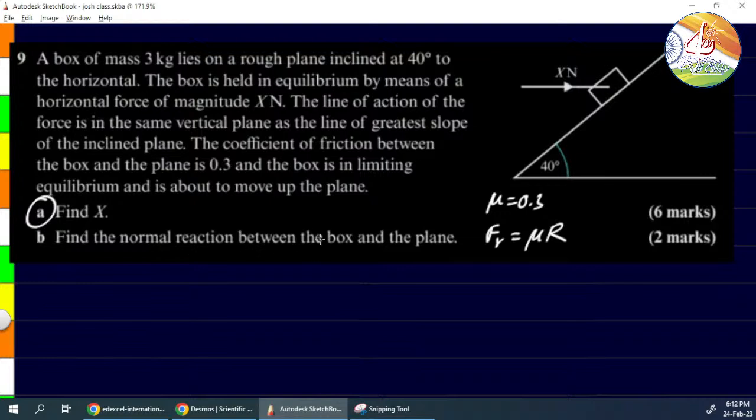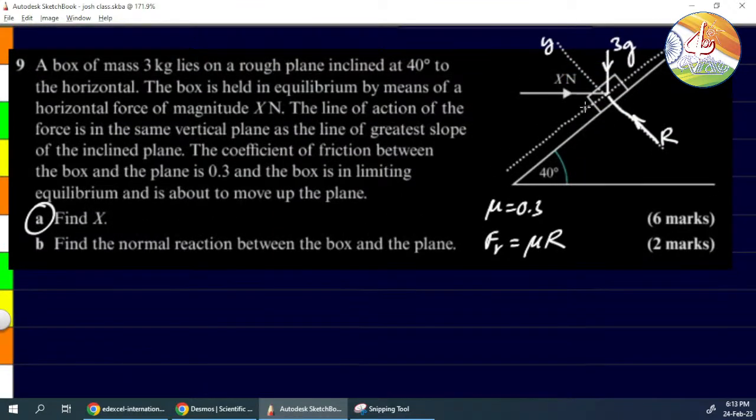So let's start with the first one here. Let us put all the forces first. This we have to take as Y axis. This we have to take as X axis. Okay. Yes. And all the forces we have to take. This force is the normal reaction. And what other forces will act here? The weight of the box will act downwards. Weight is 3 kg, so 3g. Correct?